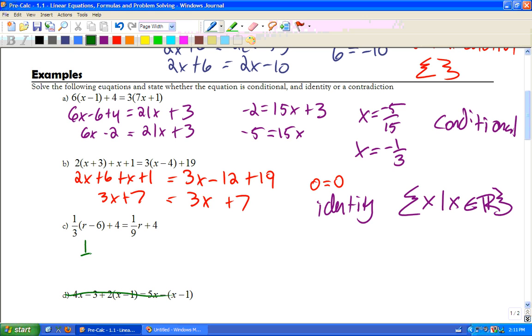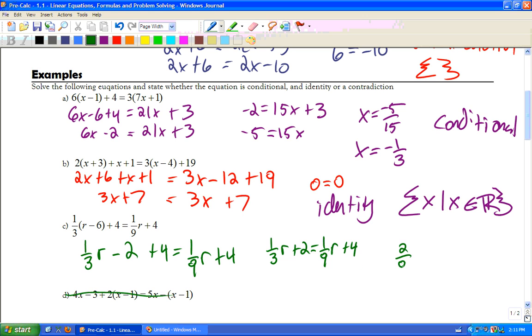Ends up being C is 1/3 r minus 2, when once you distribute that 1/3 to the 6 plus 4, which equals 1/9 r plus 4. Combine our like terms. 1/3 r plus 2 equals 1/9 r plus 4. When we combine our like terms again by subtracting 1/9 from 1/3, we get 2/9 r equals 2.